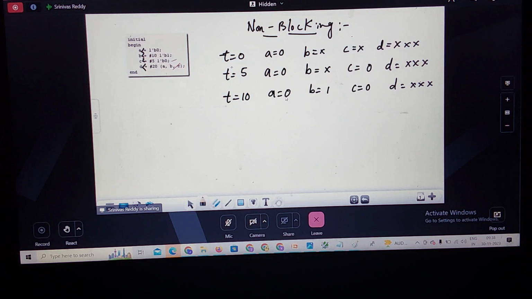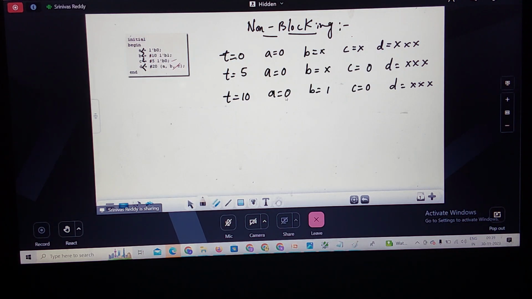If you use $monitor to monitor this, at time t equal to 10, the values are A 0, B 1, C 0, and D is unknown, X, X, X. The $monitor only reports when its input signal values change. At time t equal to 20, these values do not change, so it is not monitored. At time t equal to 20, D is X. Is it clear?